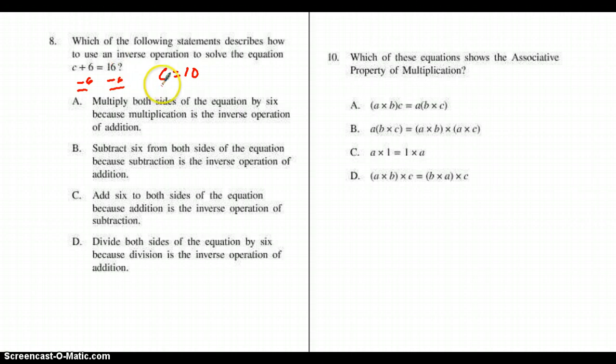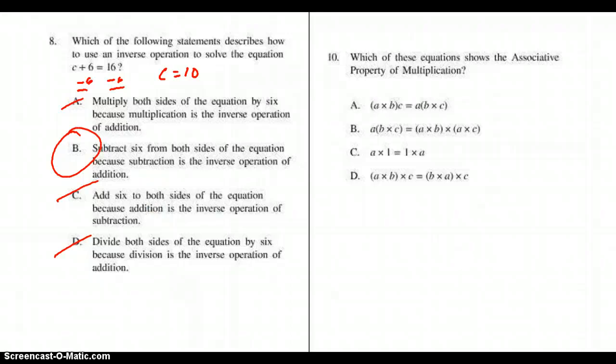So just going through that, A says multiply, but why? Okay, B says subtract 6 from both sides of the equation because subtraction, yes, right there. So of course that's our correct answer. And then it explains using the subtraction property to solve this problem where 6 is being added to C.